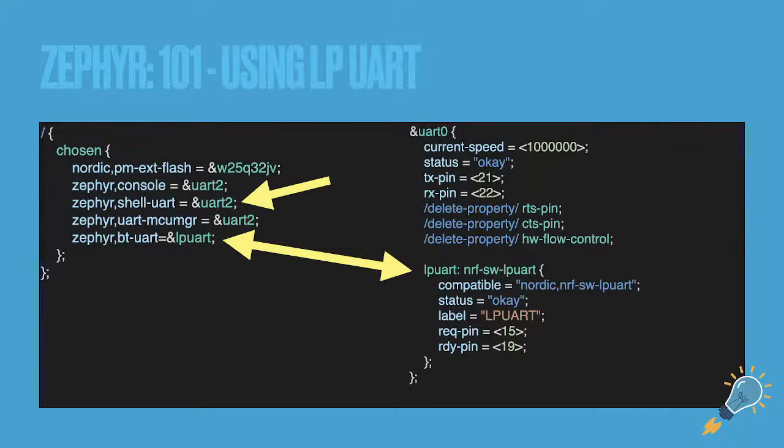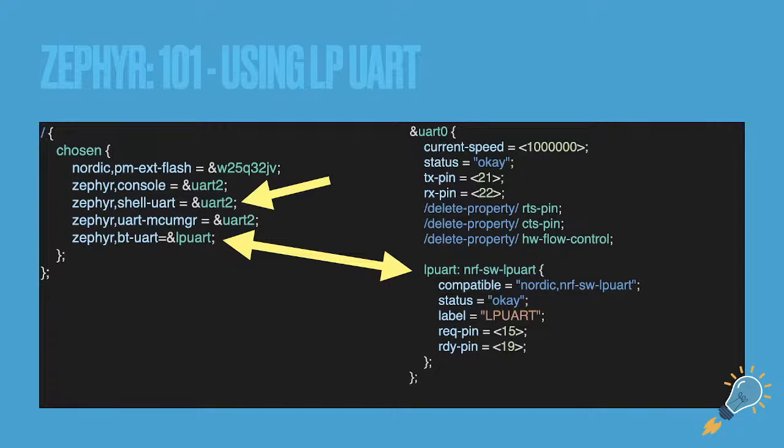Here's a more crazy one where there's a lot of other things going on. For instance, I've reassigned the console, shell, and MCU Manager UART to UART 2. I've again used that external flash, and I'm defining that external flash, which is not really shown here. Another thing here is the HCI UART. For that one, it's called zephyr,bt-uart, and it's using the low power UART interface that's provided by Nordic. They have a binding specifically called nordic,nrf-sw-lp-uart.